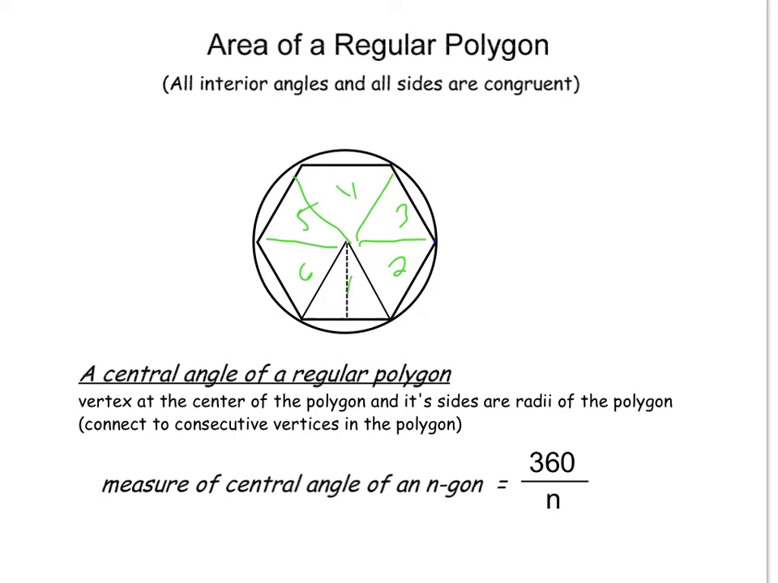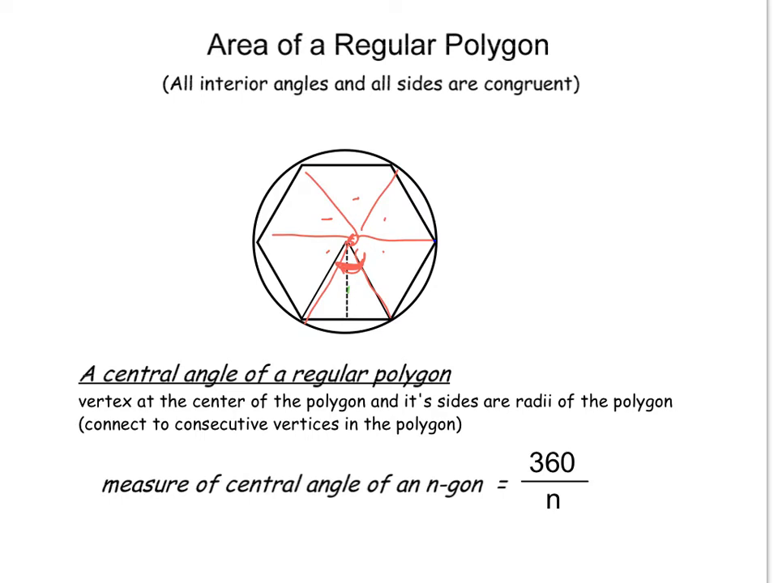Okay, the measure of a central angle in a regular polygon is going to be the measure of this angle right here. That is a central angle. It is the angle formed when we go from the center of our polygon and draw 2 lines to 2 vertices of our regular polygon. And in this case, because I have a hexagon, as I just said, we have 6 triangles. So I'm going to have 1, 2, 3, 4, 5, 6 equal angles.